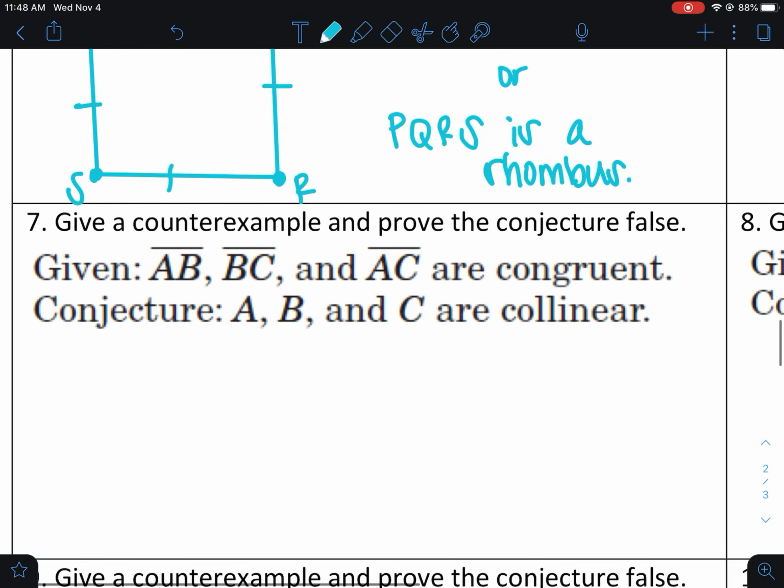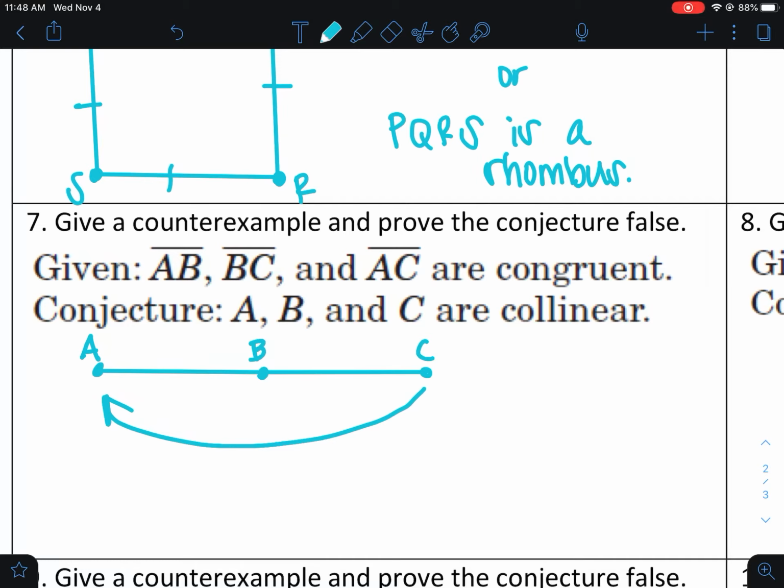Give a counterexample, prove the conjecture false. All right, so segment AB, segment BC, and segment AC are congruent. And then we have that A, B, and C are collinear. All right, well, let's try it out. So let's say this is AB. Put the A on top. So A, B, BC. Okay. And then it says AC.